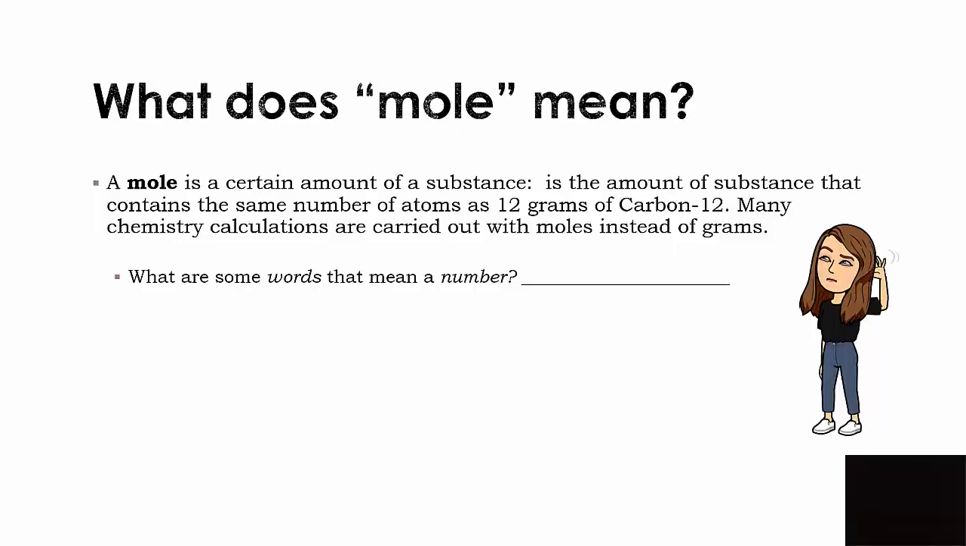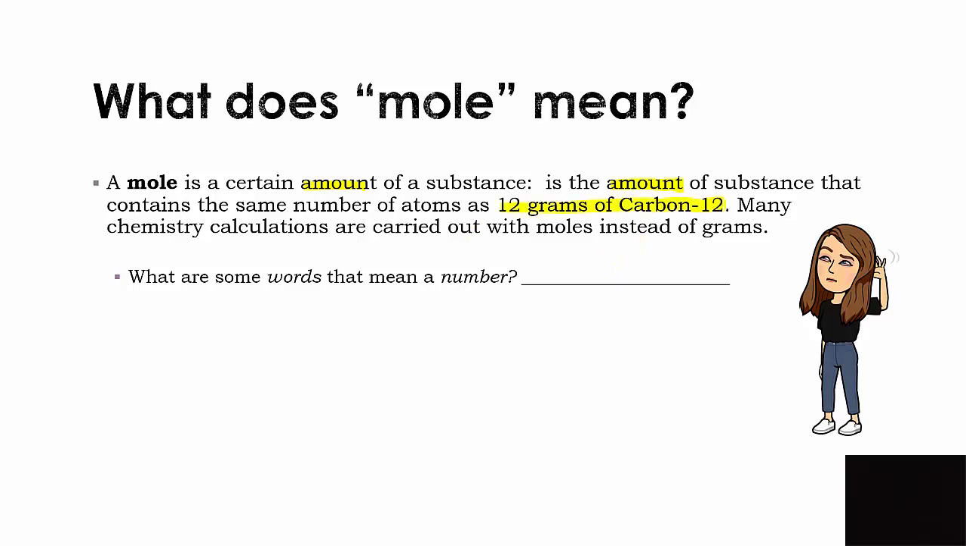So first up, what does a mole mean? It has nothing to do with the animal called a mole, and it has nothing to do with a weird thing on your skin. A mole in chemistry is a certain amount of a substance. The key thing to know right off the bat is that a mole is an amount. It's an amount of substance that contains the same number of atoms as 12 grams of carbon-12.